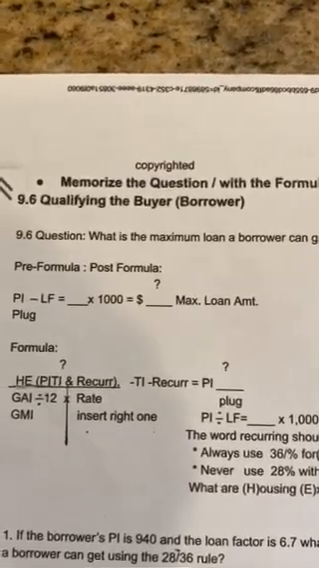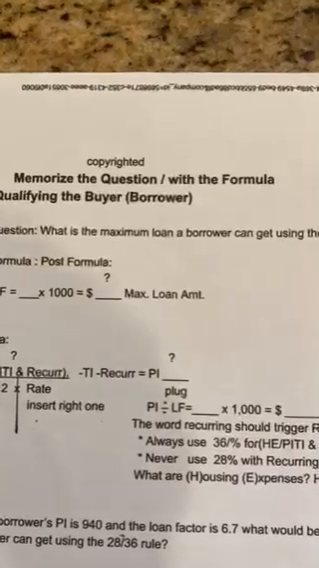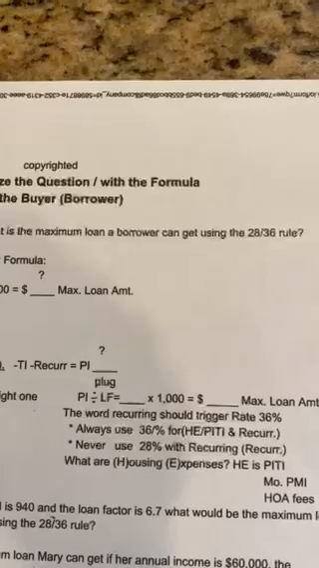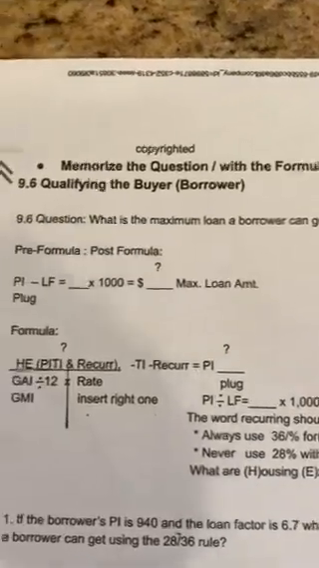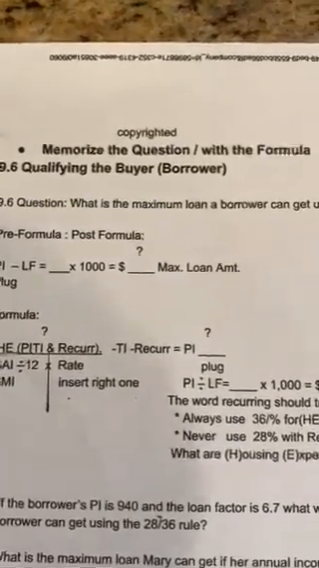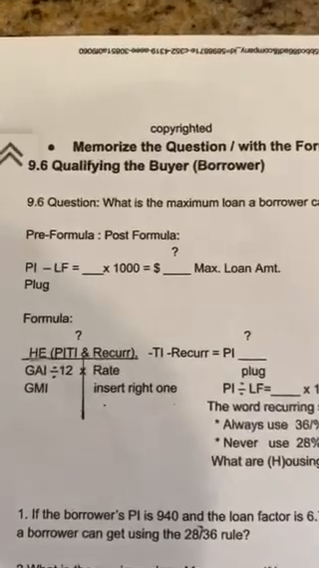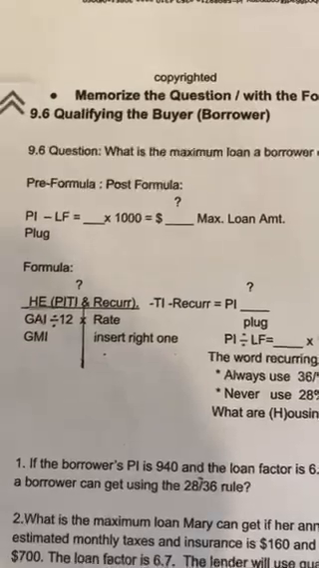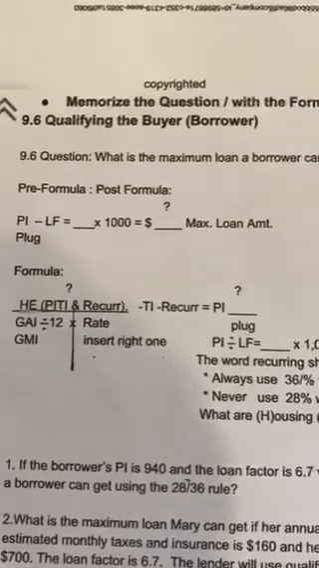Qualifying the buyer or borrower. Question: what is the maximum loan a borrower can get using the 2836 rule? And these are your formulas. The first one can be either pre-formula or post-formula. And we're going to do a problem with post-formula.